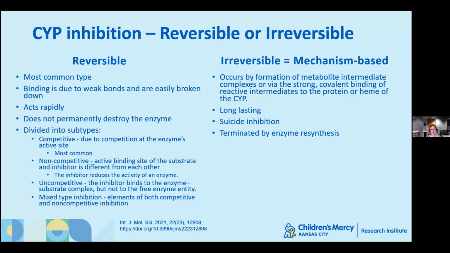So the two types of inhibition that we really see are reversible and irreversible. Irreversible, sometimes you'll see referred to as mechanism-based. Reversible is the most common type and is generally due to weak bonds that are easily broken down from the drug or the inhibitor binding to that enzyme. So this inhibition acts really rapidly and does not permanently destroy the enzyme. This reversible inhibition is divided into multiple categories. Competitive and non-competitive are the most common, and we're going to go into those in the next slide.